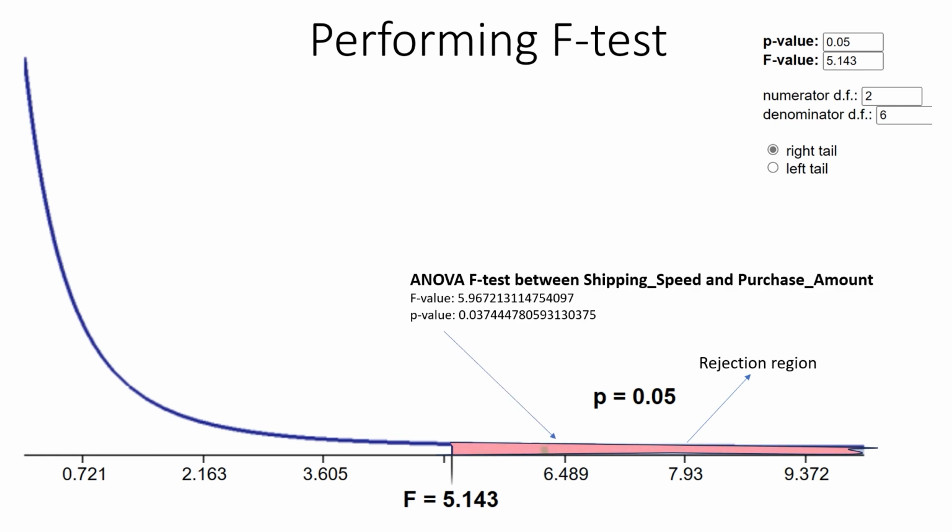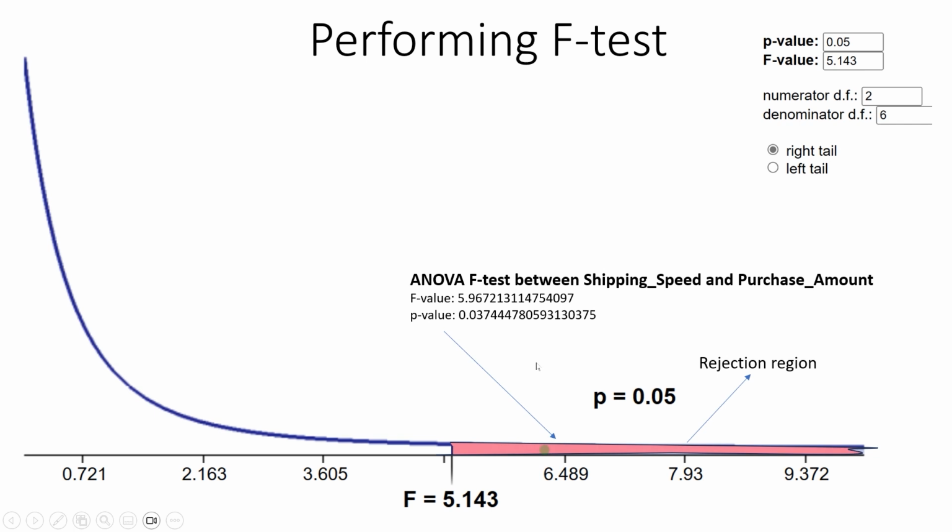So the last feature that I have, let's see what's going to happen. This is between shipping speed and purchase amount. My observed F value is 5.96, which is by and large closer to 6, and it is falling into the rejection region. You can clearly make that out. Hence we reject the null hypothesis. When you reject the null hypothesis, there is a significant relationship between shipping speed and purchase amount. This is with respect to the F value.